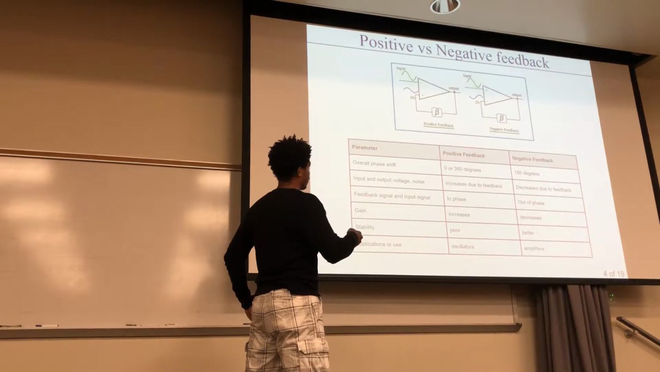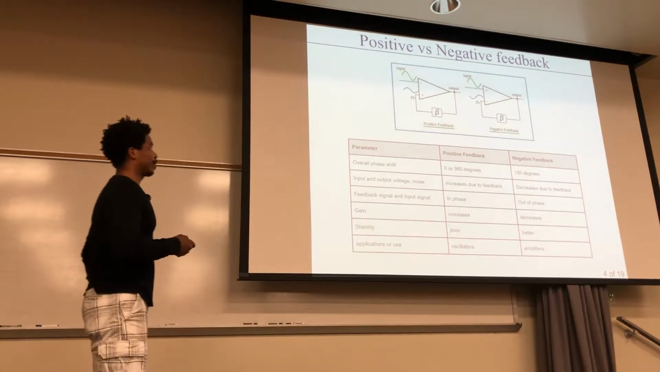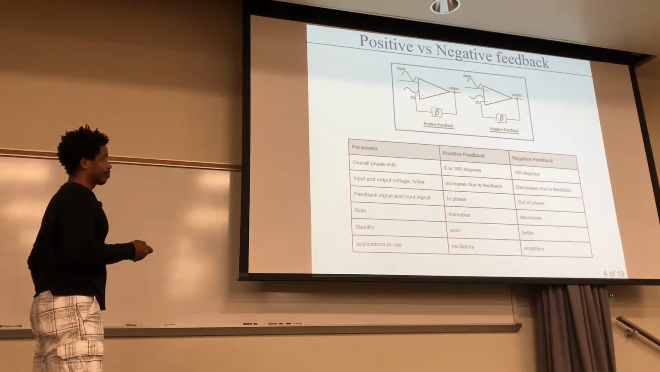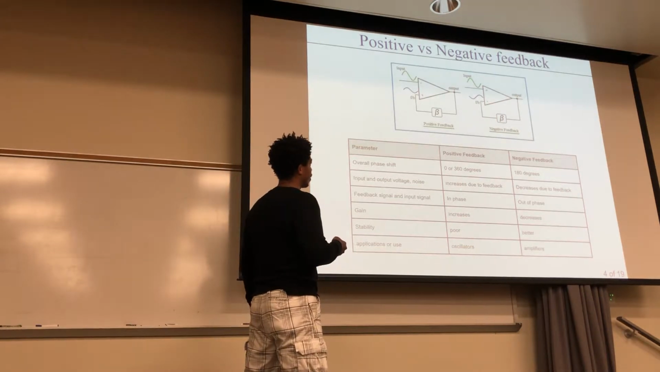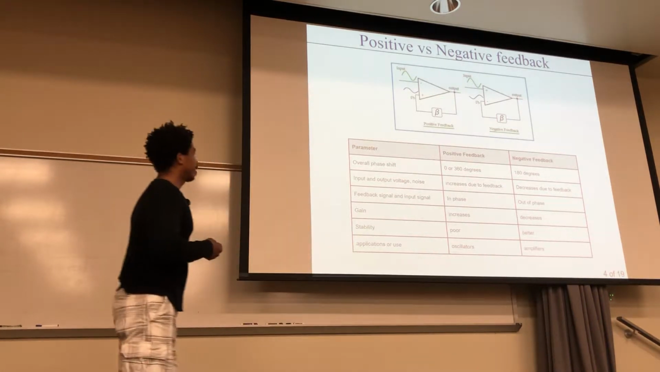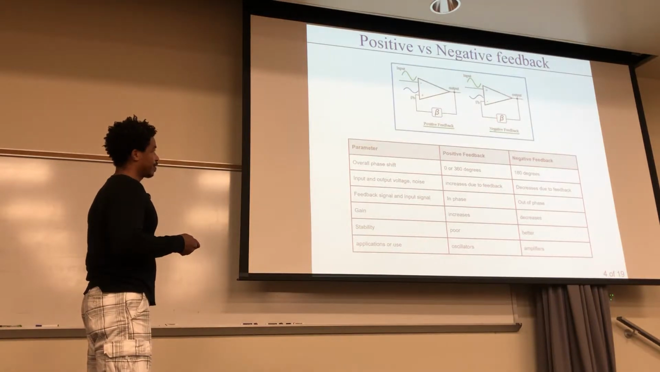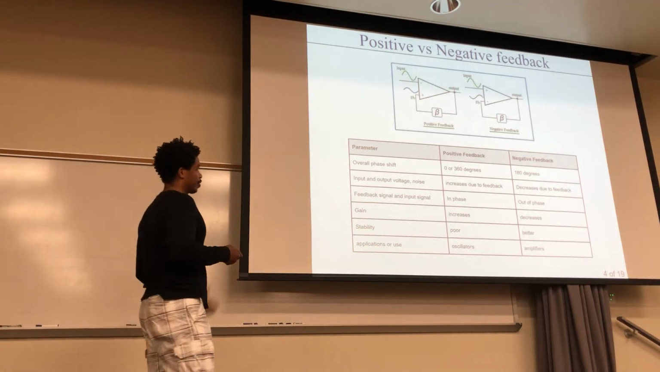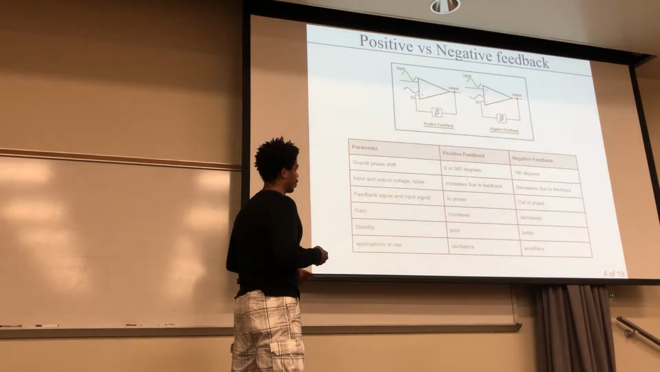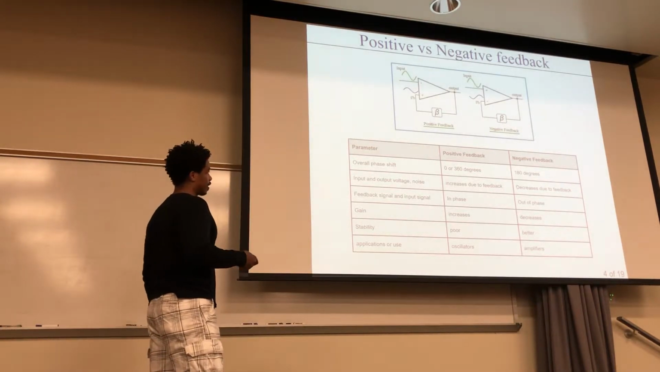This column right here is for positive feedback. Your overall phase shift is going to be 0 or 360 degrees, which is basically the same thing. For positive feedback, the input-output voltage increases due to feedback. The feedback signal and input signal are in phase. The gain increases due to that positive feedback, but the stability is very poor because of that. So you're really worried about the whole thing just blowing up in terms of your output signal. But it's typically used for oscillators.